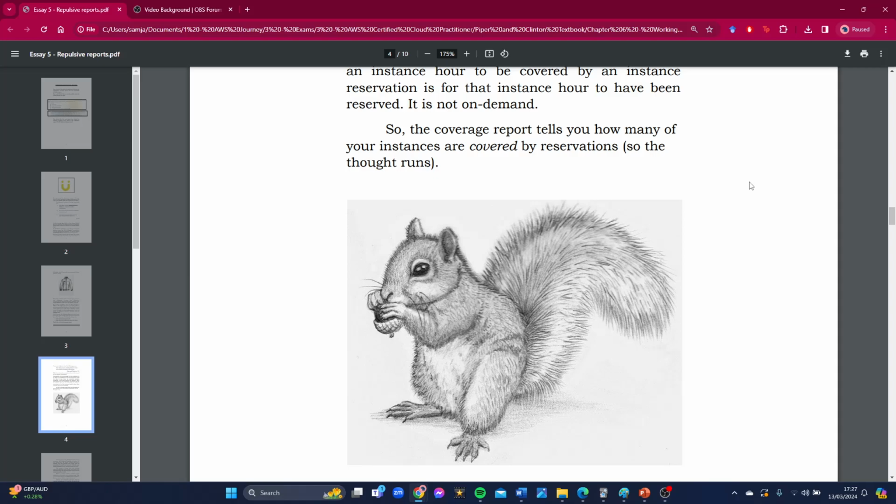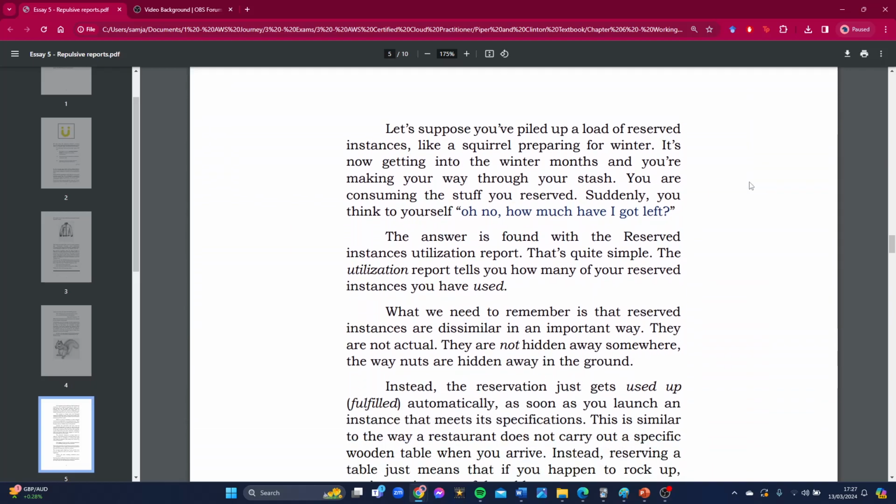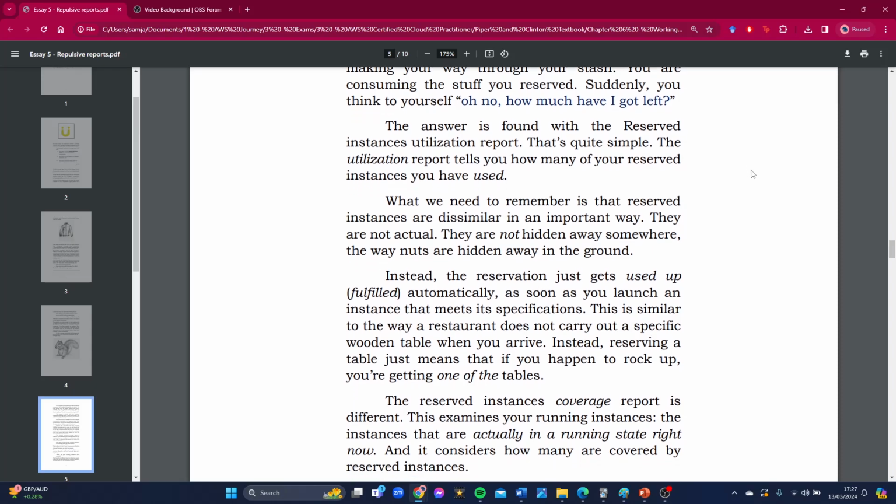So the report runs. Let's suppose you've piled up a load of reserved instances like a squirrel preparing for winter. It's now getting into the winter months and you're making your way through the stash that you've built up. You're consuming the stuff you've reserved. Suddenly you think to yourself, oh no, how much have I got left? And the answer to that is found with the reserved instances utilization report. That's quite simple. The utilization report tells you how many of your reserved instances you have used.